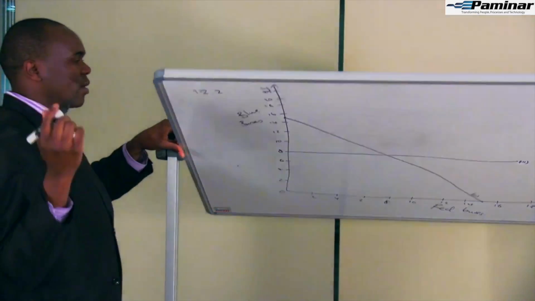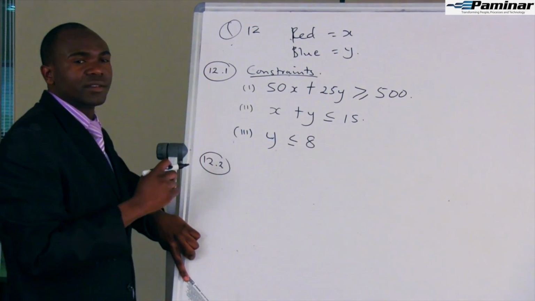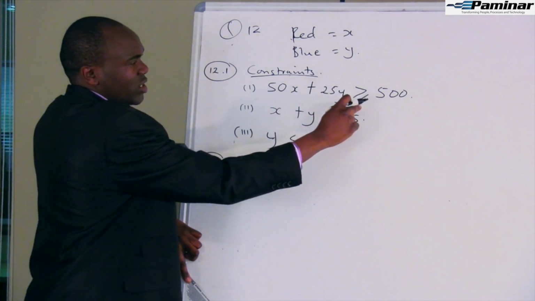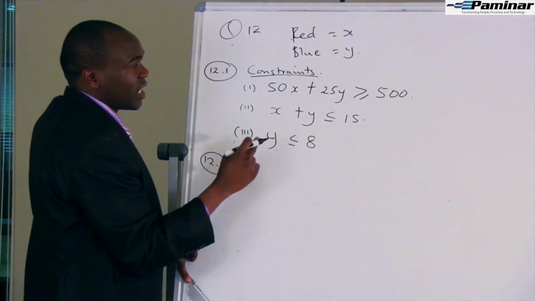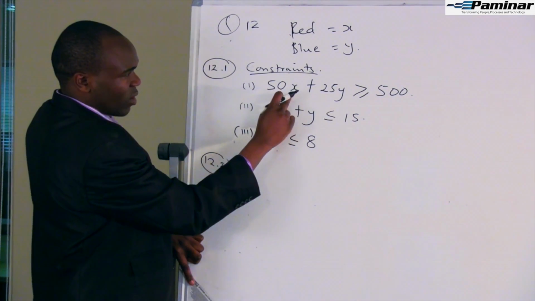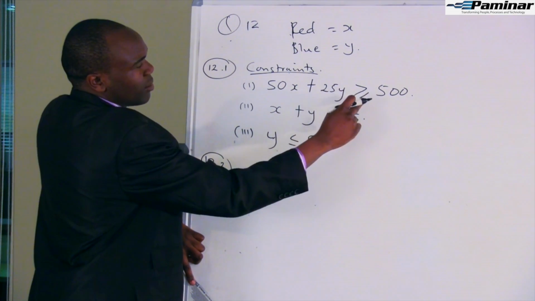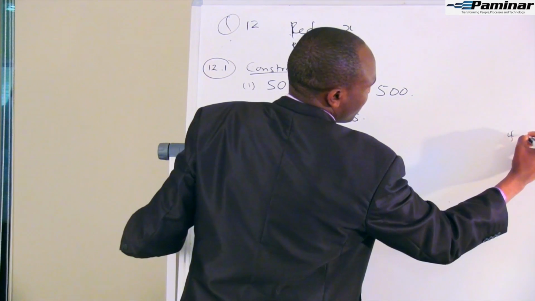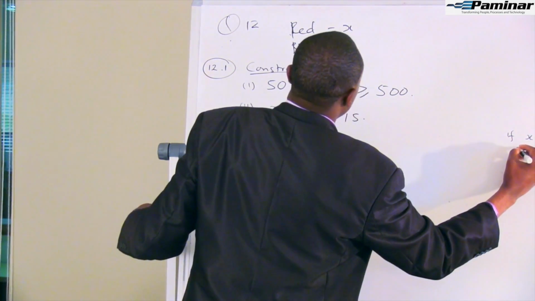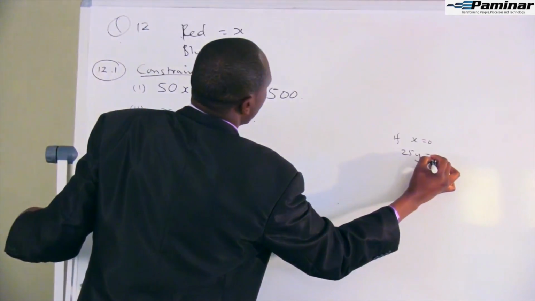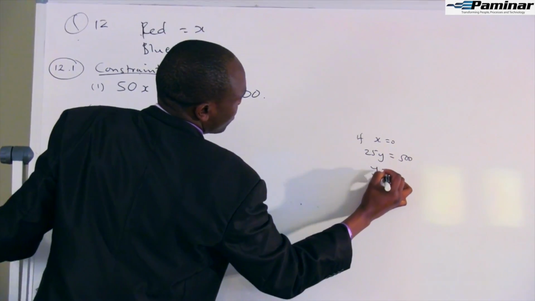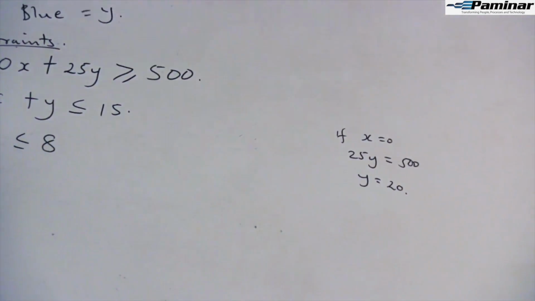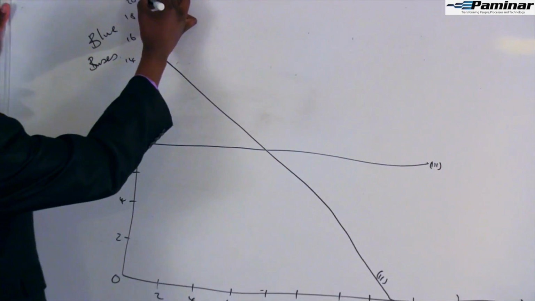Okay? Now let's do the final one. This one. We do the same process again. 50x plus 25y is equal to 500. Alright? Now, if x is equal to 0, what is y? If x is equal to 0, then 25y is equal to 500. Y is equal to 20. Okay, that's it. So y is going to be this point.